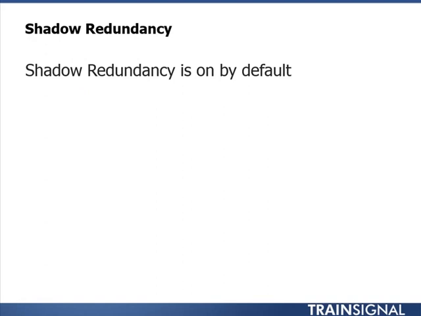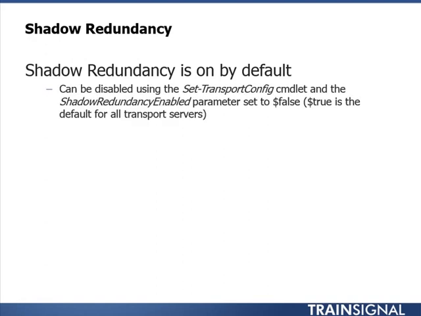Keep in mind that shadow redundancy is on by default. It can be disabled, and you can configure certain parameters using the Set-TransportConfig cmdlet. That's one you want to take note of, because it's one that you may use in a production environment. You also never know when it might be included in a test question regarding the Exchange Core Services.